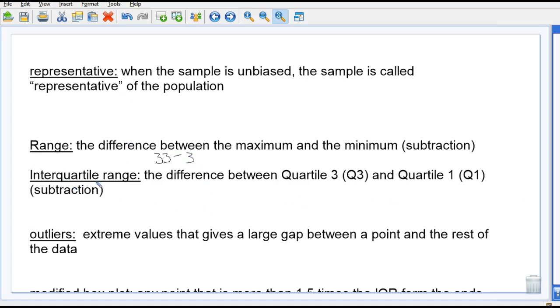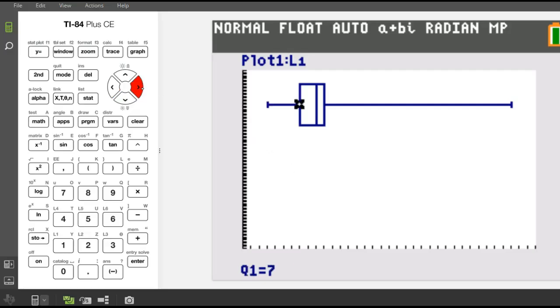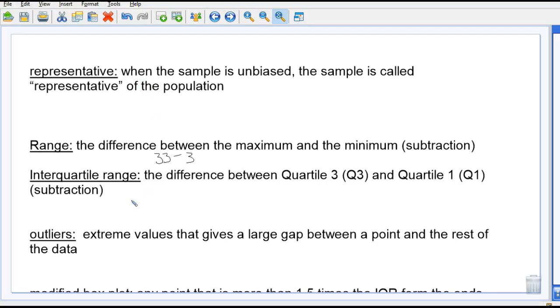Okay, interquartile range. That's the difference between quartile 3 and quartile 1. It kind of gives you a smaller set of the data to work from. So if quartile 1 is 7 and quartile 3 is 10, the interquartile range is going to be 10 minus 7, which is 3.